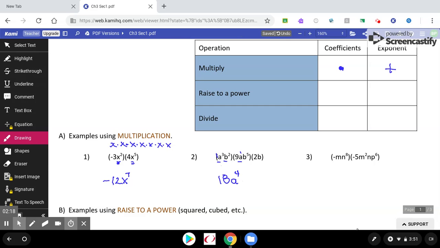I got a b to the second, a b to the fifth, and then this guy's understood to be a b to the 1. So that's 2 and 5 and 1 for a total of 8. Well, that was a terrible b. And it's really that easy. All right, this last guy.